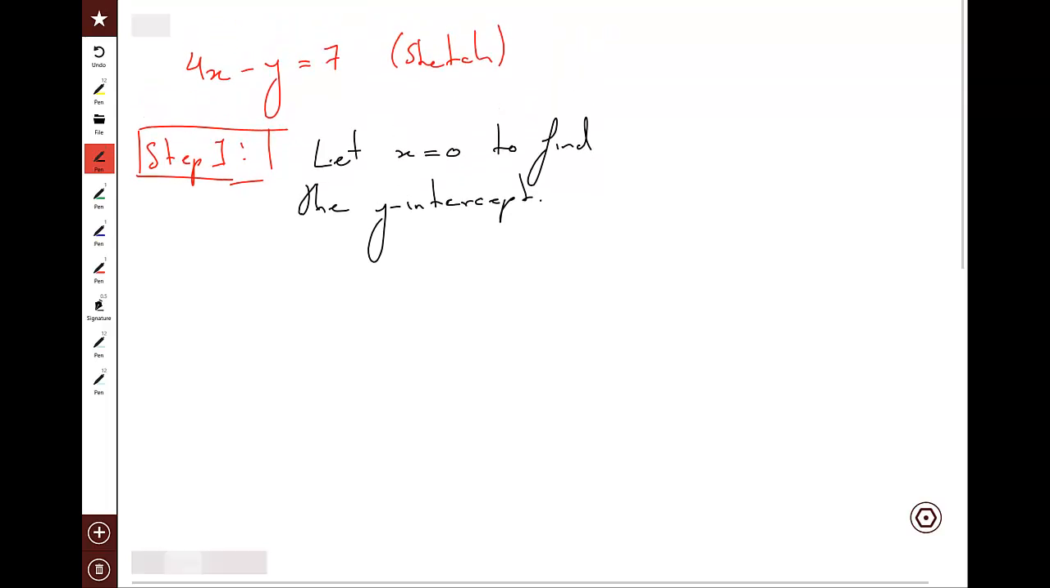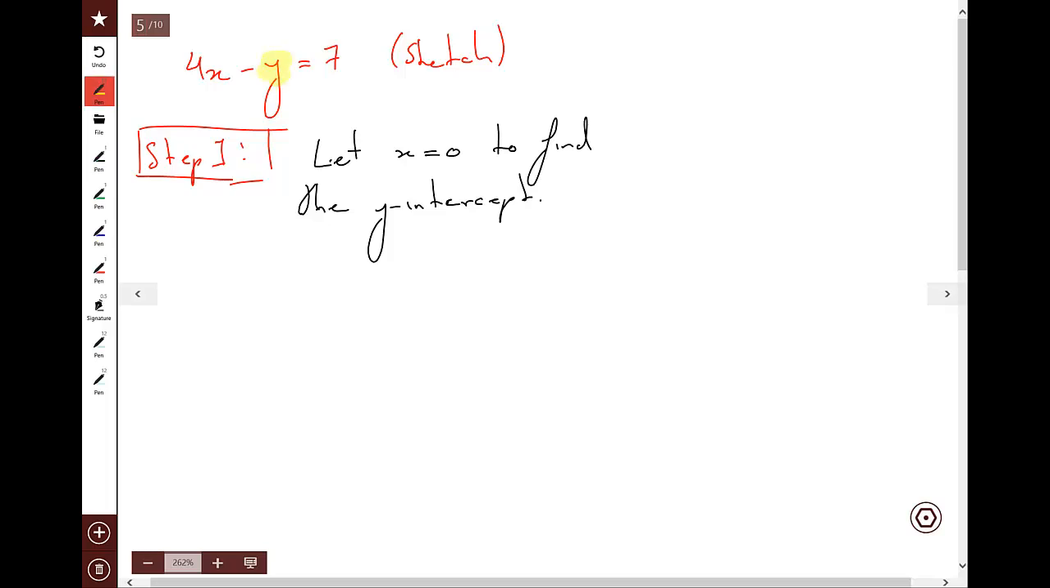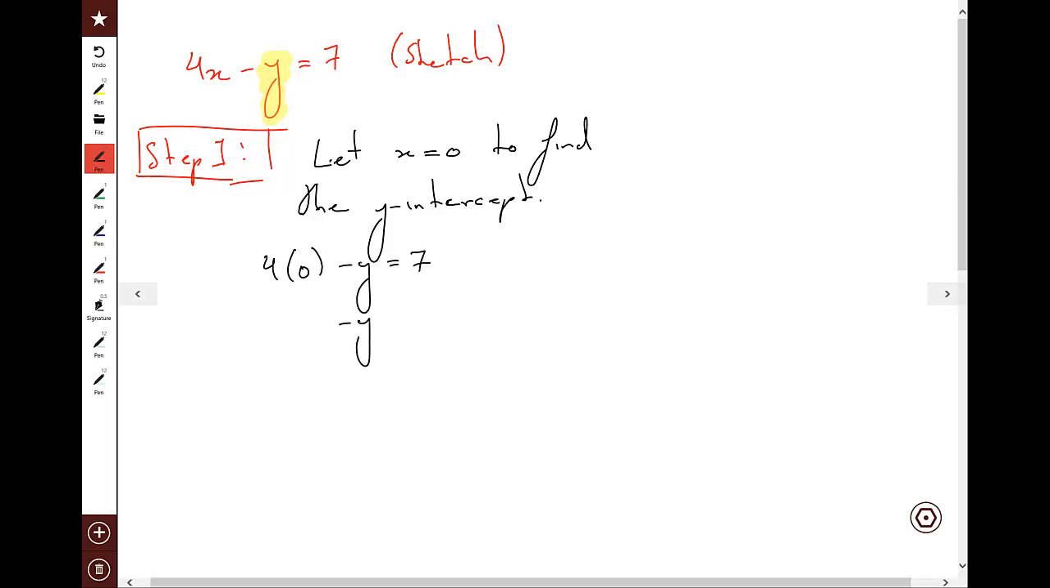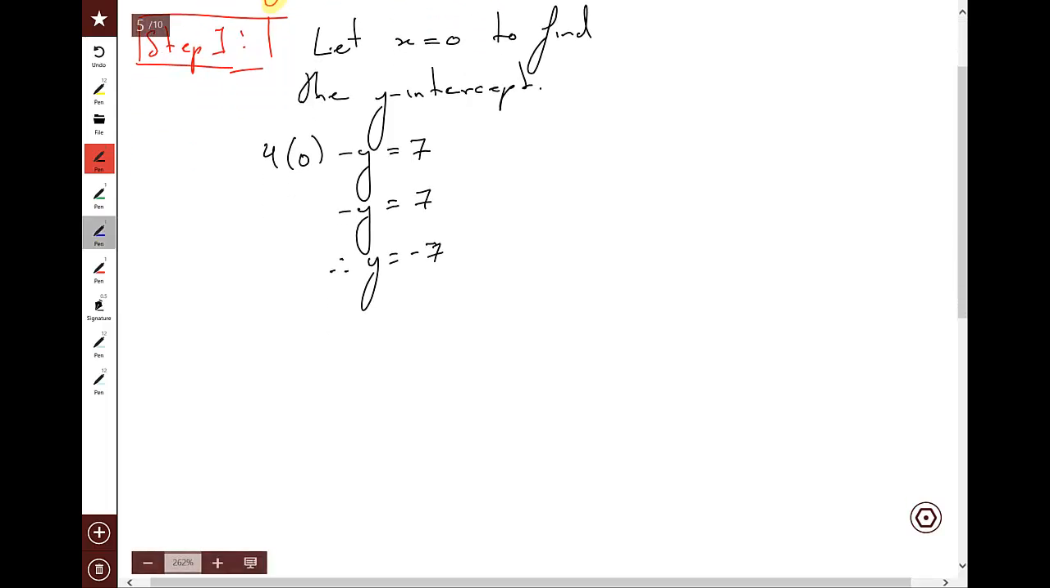Now, note this time, 7 is not the y-intercept, okay, because we don't have y on its own. You could, if you wanted to, rearrange it and get it that way, but I feel like if you do that, you're more prone to a mistake. So all I want you to do is let x equal 0. So you're going to replace the x with a 0, and you end up with 4 times 0 minus y equals 7. Negative y equals 7. And so therefore, if you times both sides by a -1, you end up with y equals -7. And that's your y-intercept. Then we're going to do the same thing.